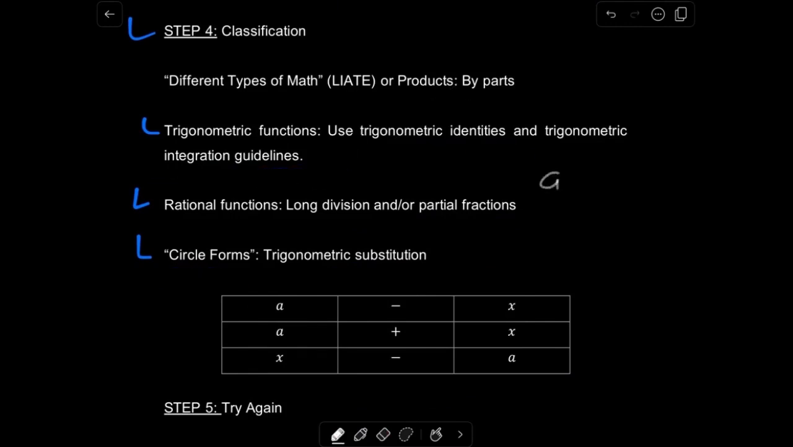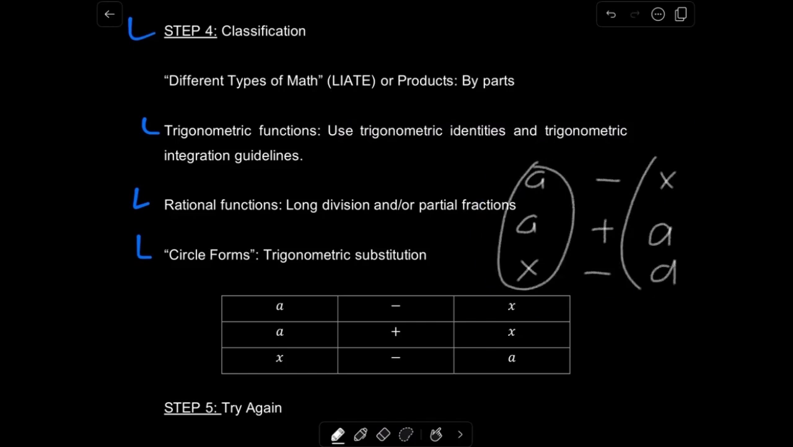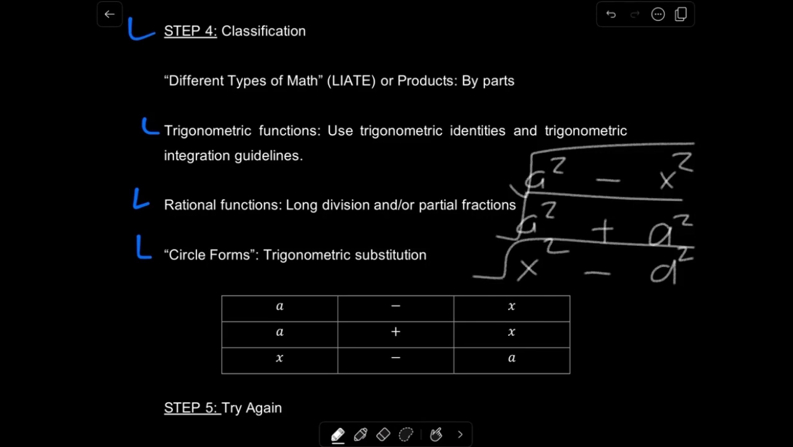You're going to write A, and X. Then in the next column, you're going to have minus, plus, minus. Then in the last column, you're going to have X, A. So you can see like these first and last columns, those are opposites. Then what you're going to do is you're going to put a square here, square here, square, square, square. There we go. And then last step, square root, square root, square root.